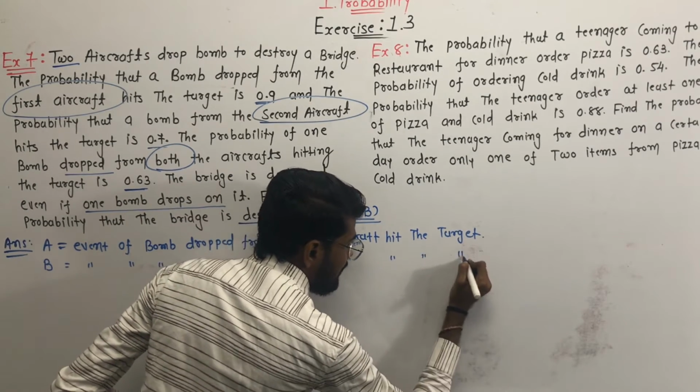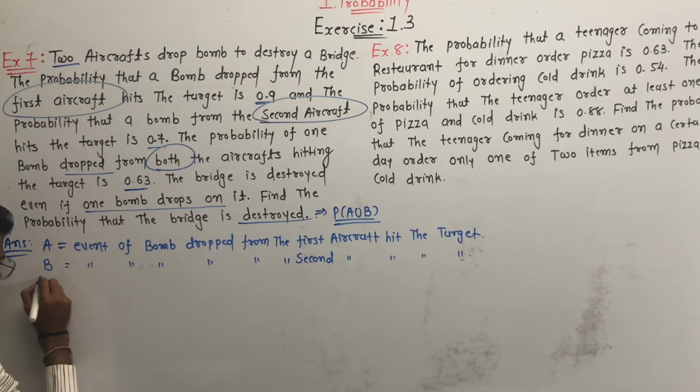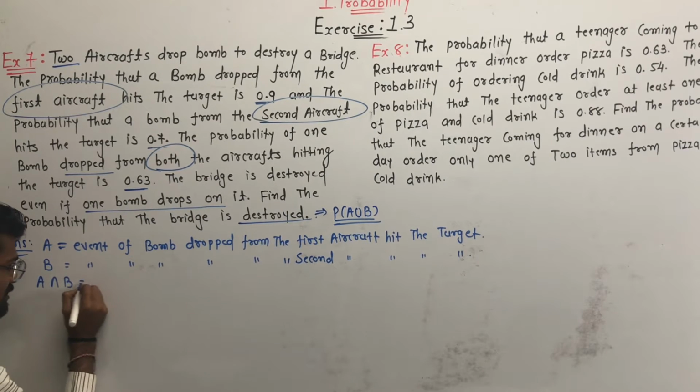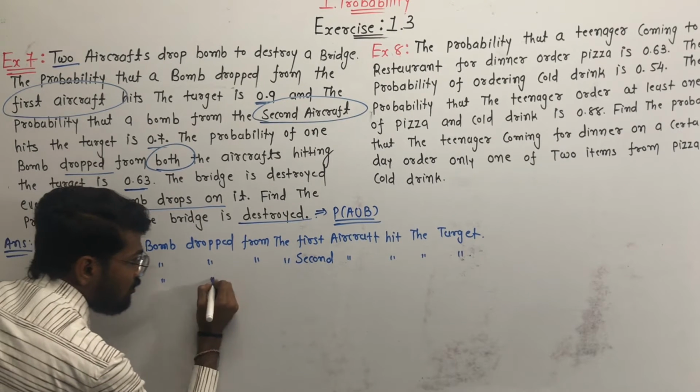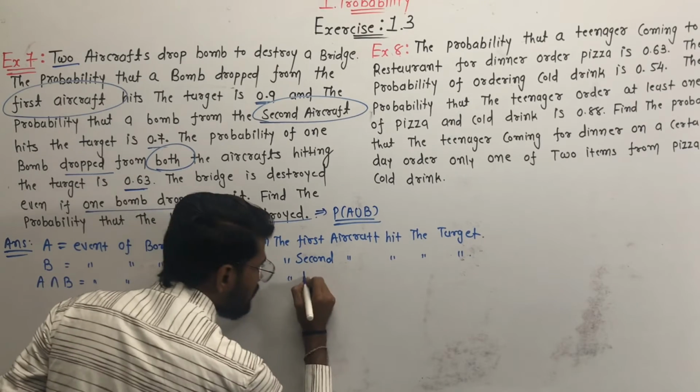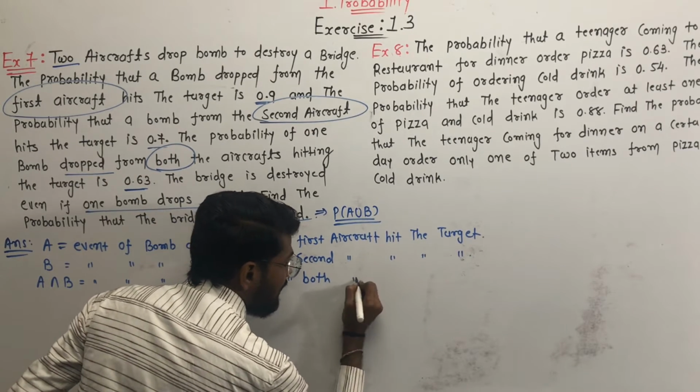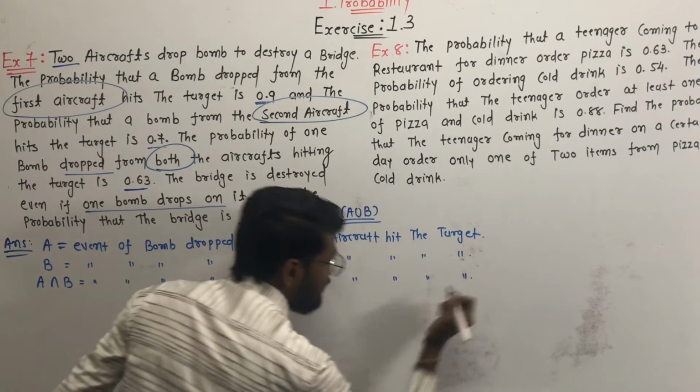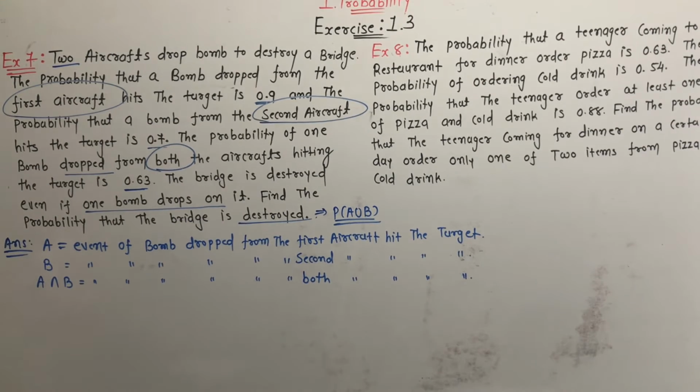hit on the target. Clear? And intersection of event A and B is the event of bomb drop from both aircraft hit the target. Clear? Okay. Now we can find the probability of event A, B and intersection of event A and B.